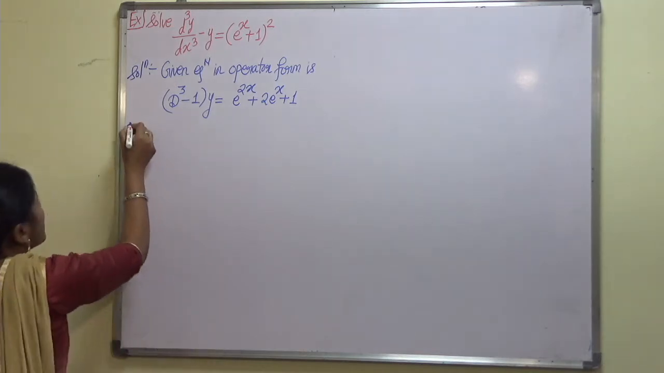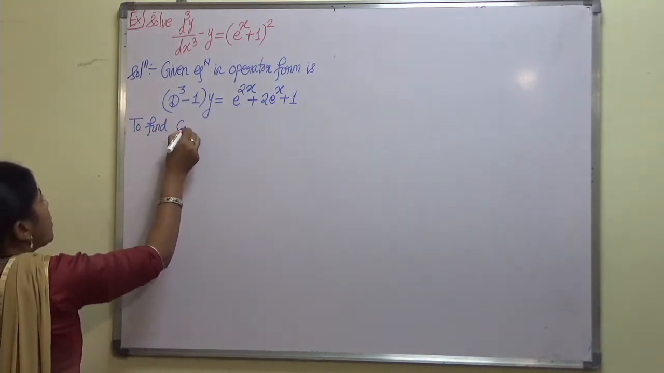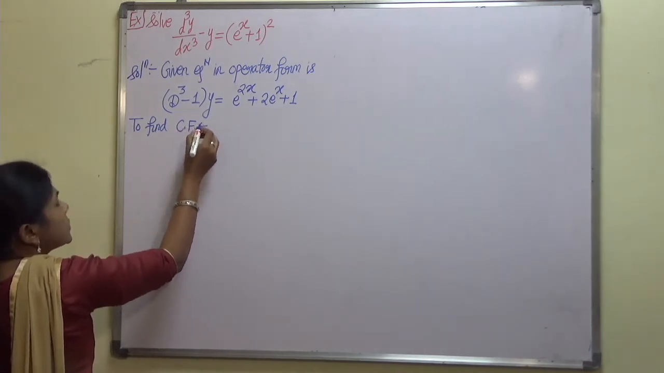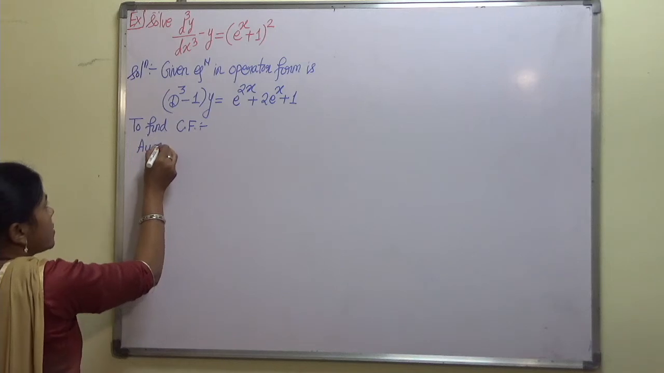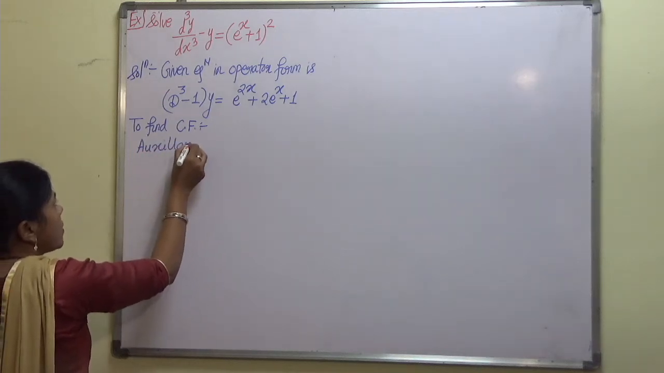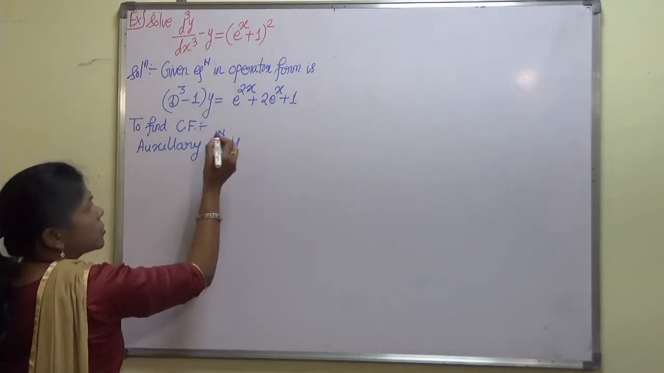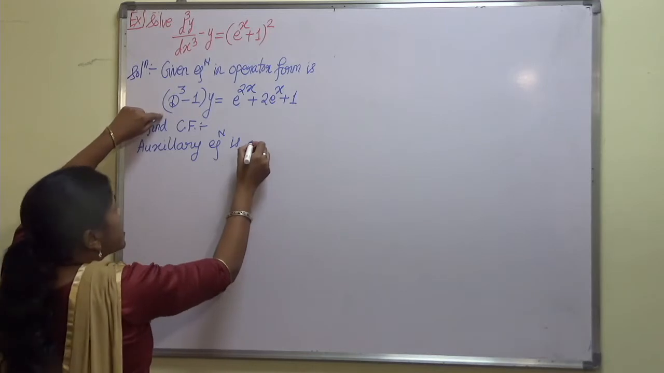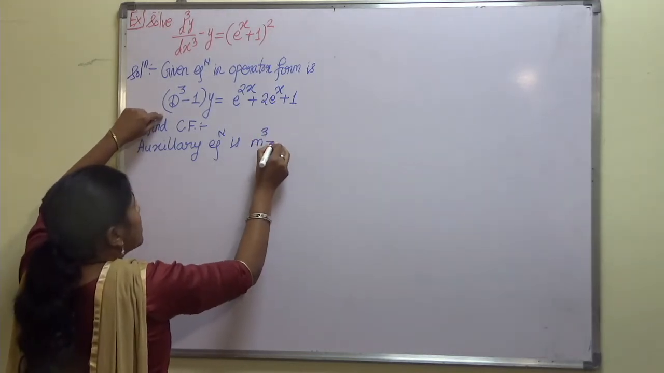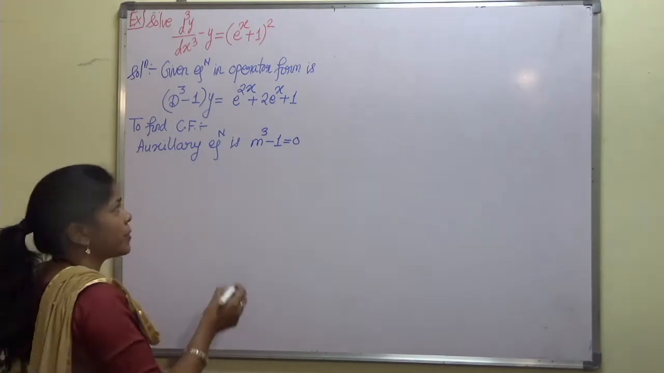Now let us find the complementary function. To find the complementary function, we need an auxiliary equation. So let us find that. So how to get the auxiliary equation? In this operator replace D by m and equate this term to 0. So m³ − 1 = 0.